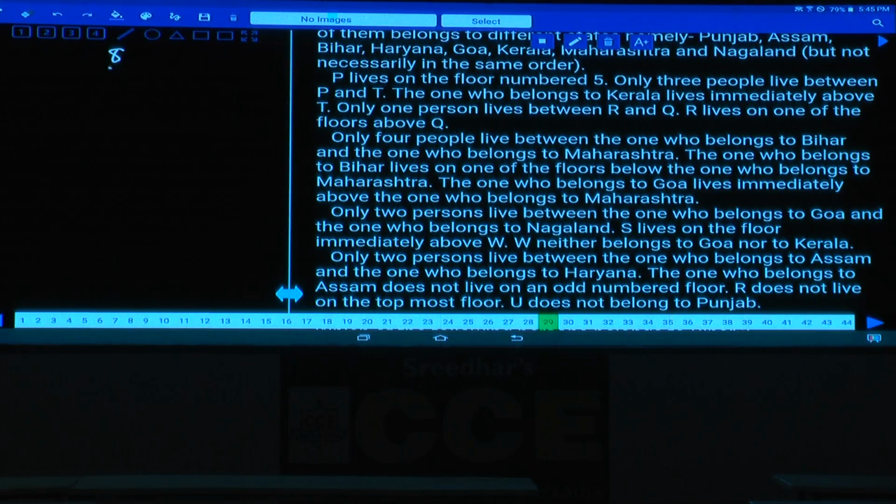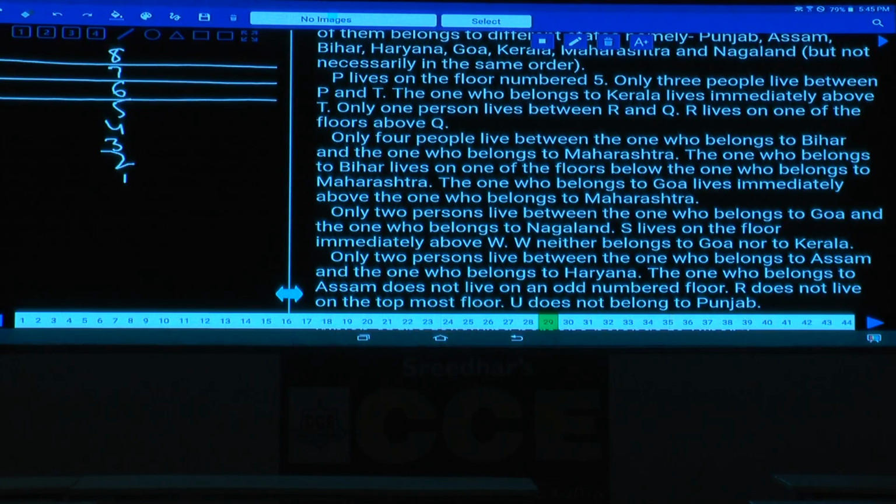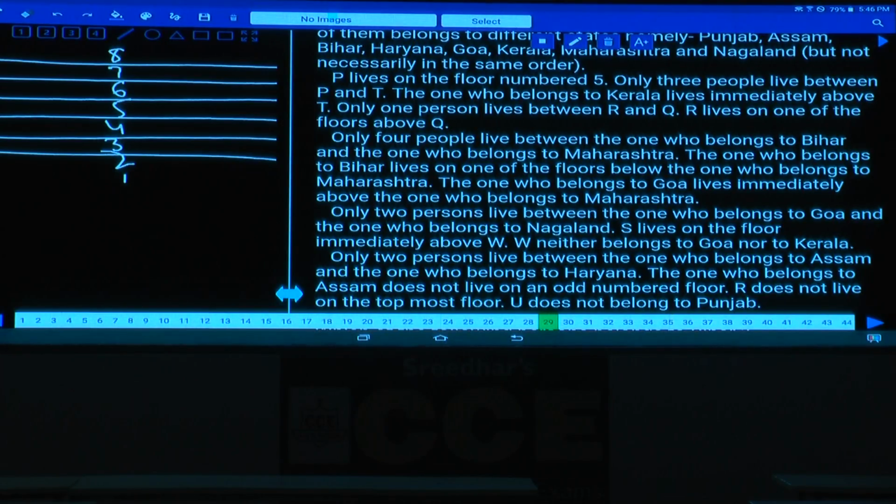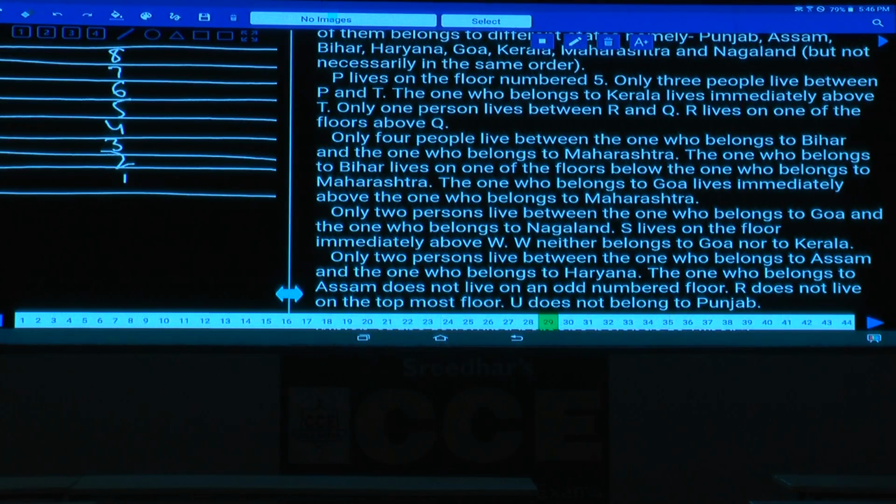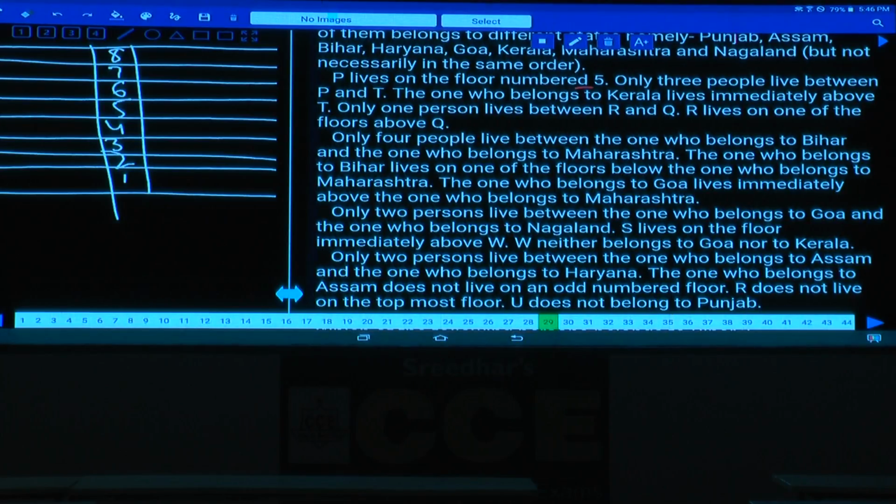8, 7, 6, 5, 4, 3, 2 and 1, 8 different floors. 8 persons living on 8 different floors belong to different states. Then what is the first information here? P lives on floor number 5, this is fixed.